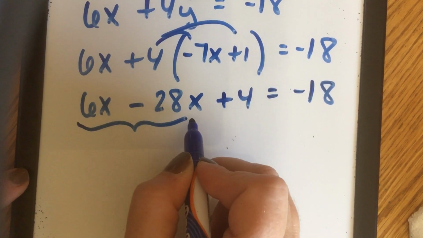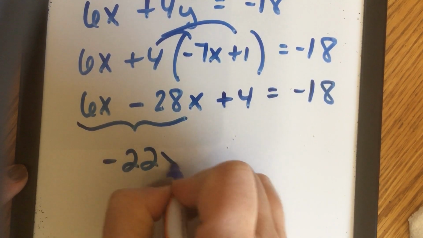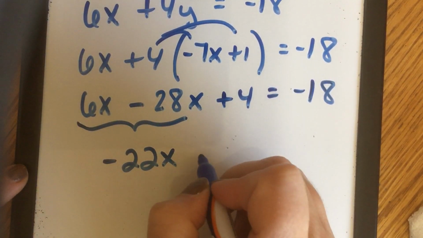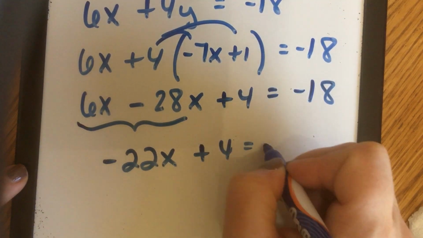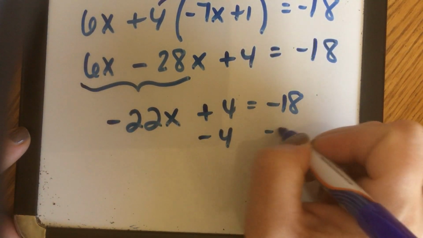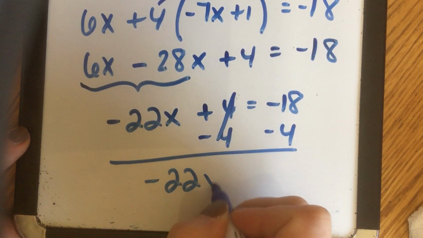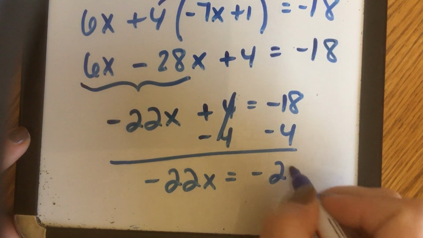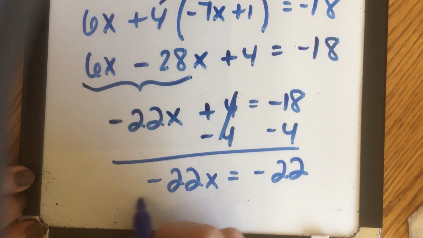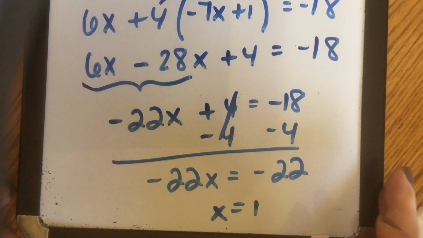6x and 28x can go together. 6 minus 28 is negative 22. So I have negative 22x plus 4 equals negative 18. So I'm going to subtract 4 from both sides. That gives me negative 22x equals negative 22. So that works out really nice. When I divide both sides by negative 22, I get x equals 1.